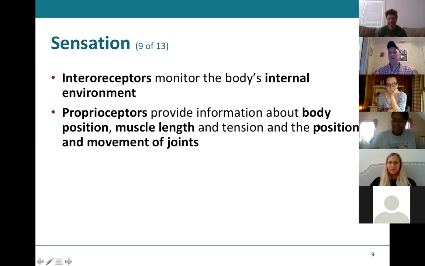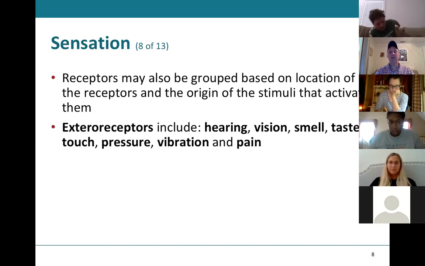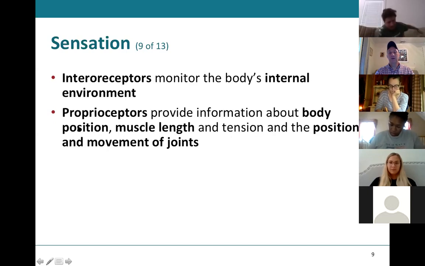Okay, but the idea is what your body does is it takes all of these pieces of information and then sums them together. What you need to take away from this is there are tables inside of chapter 16 that break these modalities of sensation up into extero, intero, and proprioceptors.